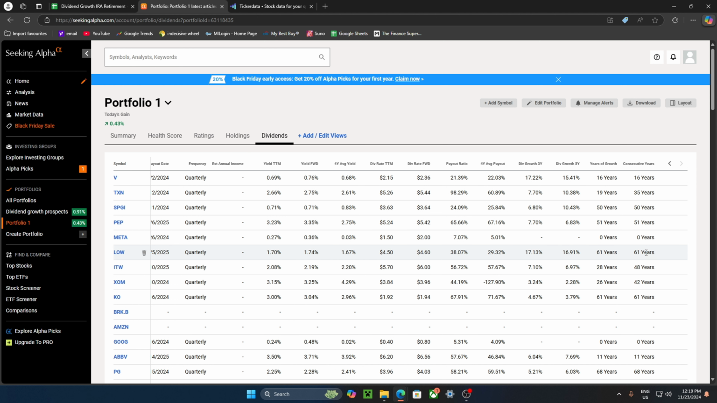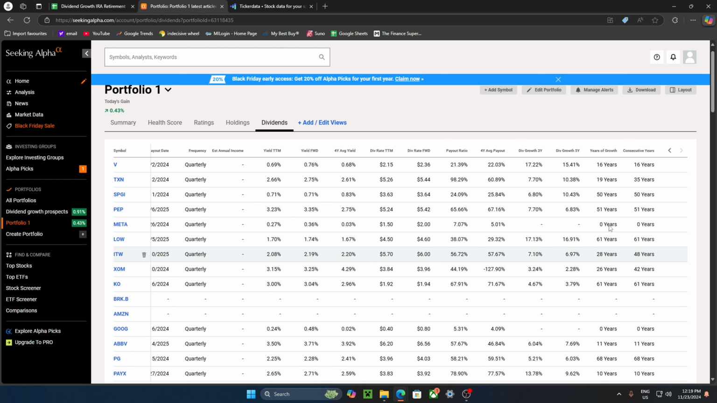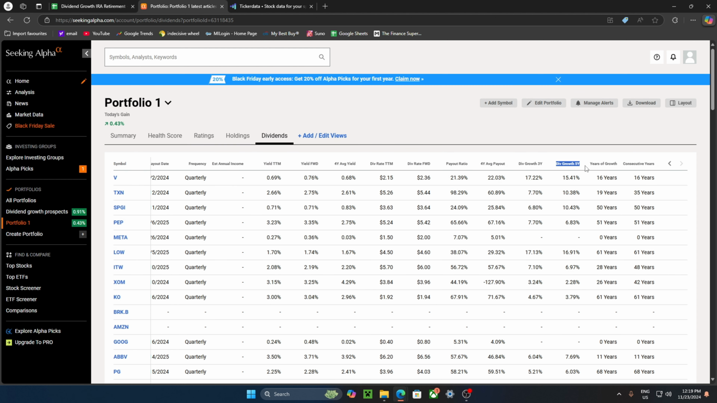But yeah, so back to what I was saying, we've got some holdings that have a very, very strong track record. I'm really proud of some of these holdings I have, and although they might not have the highest yield, what I'm really focused on is dividend growth. And, like I said, this portfolio, although focused on dividend growth, does have some outliers, which I may change in the future.